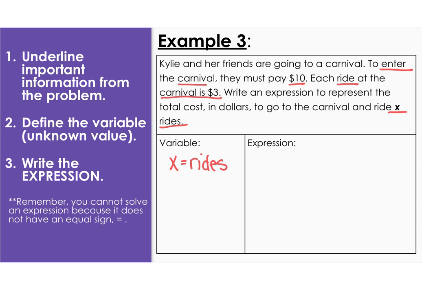So what do we have? If we go to a carnival and we walk in, we have to pay $10. So we start with that $10. And then we have to add the price of the rides, which is $3. But that's per ride. And the per ride is 3 times X, because that's how I'm going to figure out how much the rides are going to cost. Because if I ride 5 rides, that's $15, which would be 3 times 5. So my expression is 10 plus 3x.